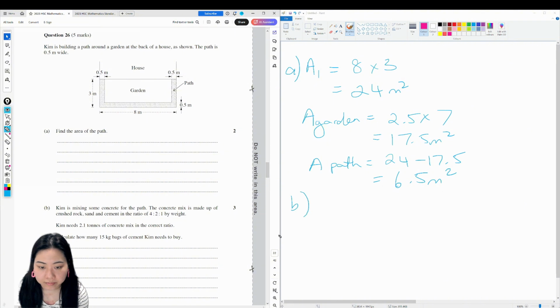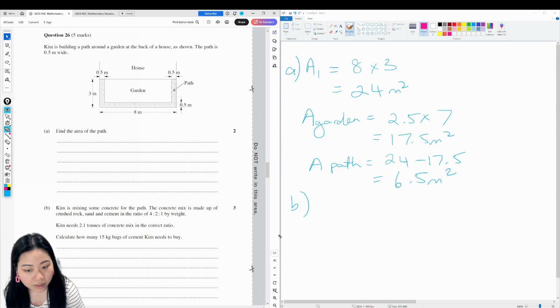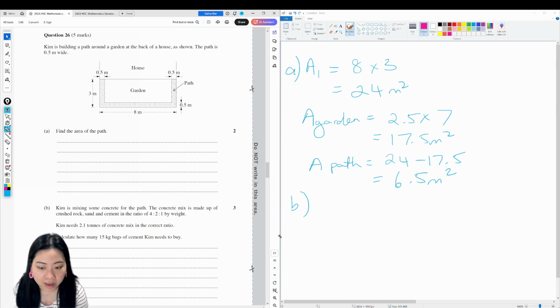Question B. Kim is mixing some concrete for the path. The concrete mix is made up of crushed rock, sand, and cement in the ratio of 4:2:1 by weight. Kim needs 2.1 tons of concrete mix in this ratio. Calculate how many 15 kilogram bags of cement Kim needs to buy, worth 3 marks. Start with the ratio 4:2:1.